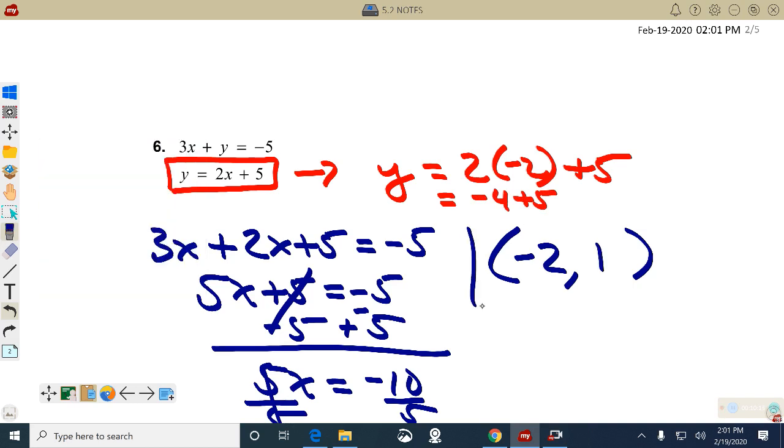Okay, there's our solution. If we were to graph them, that's where those two lines would intersect, but we don't have to graph anymore. We're using a different technique.